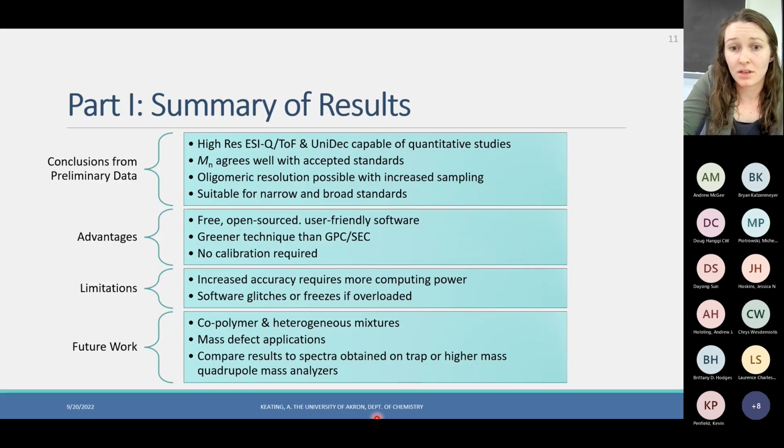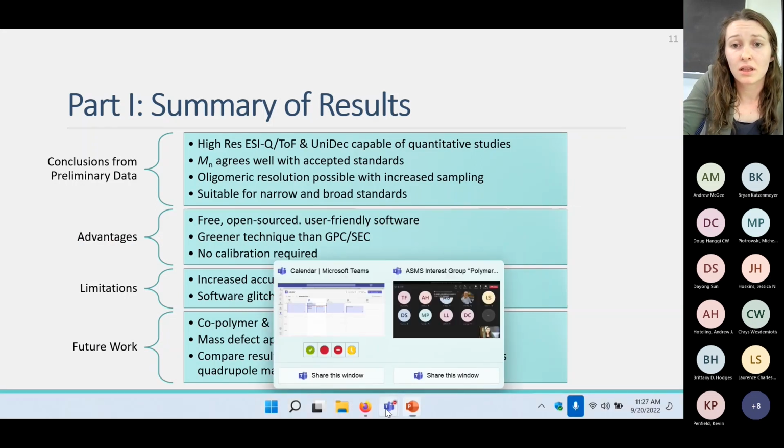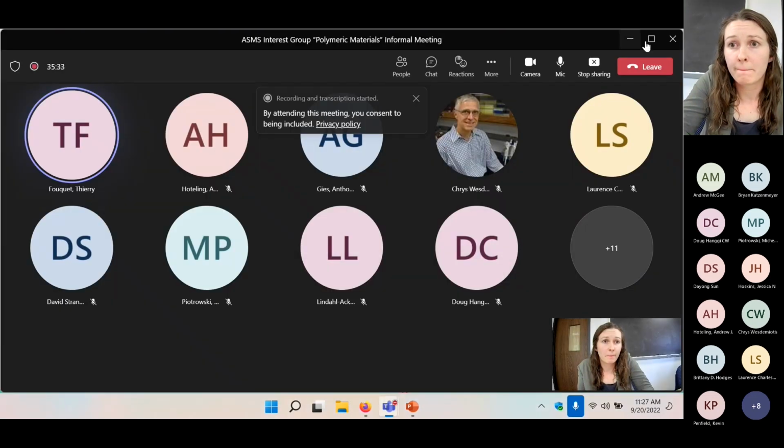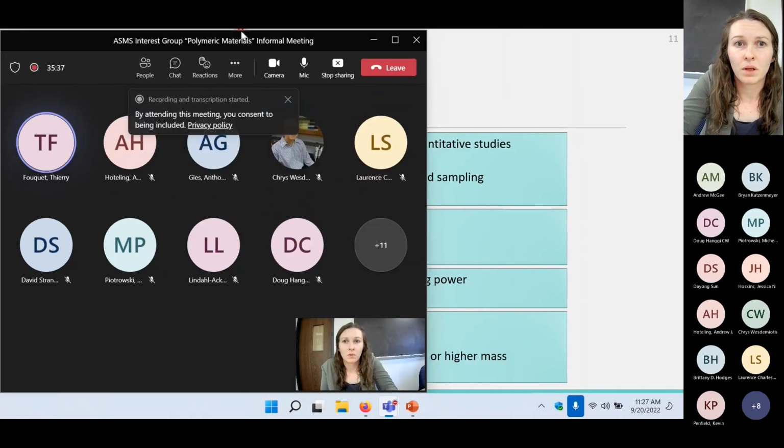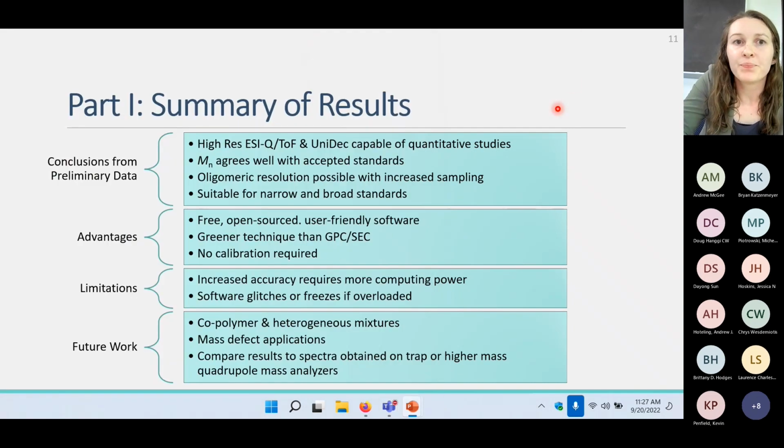How high would you expect them to go in terms of molecular weight? What would be the limit of your ESI-QTOF system to detect a polymer? I mean, to have at least a decent signal for the multiple charge species.